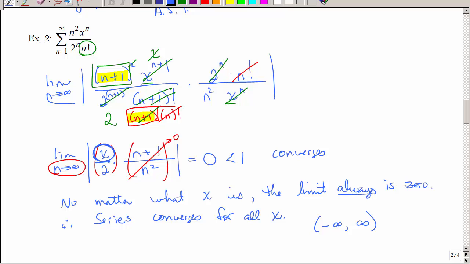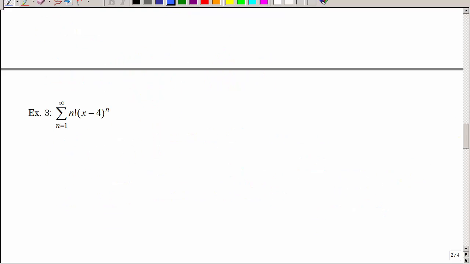Okay, so we've now looked at a case where it had a radius of convergence and we had to check the endpoints. Now we see that it could be all real numbers. Let's look at the third example. When does this series converge? Again, I see a factorial, so I want to use that ratio test.